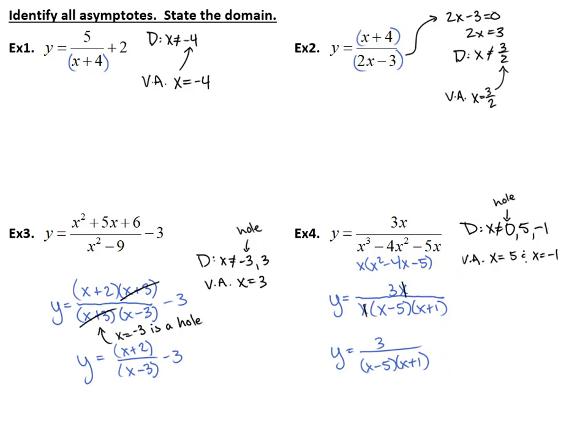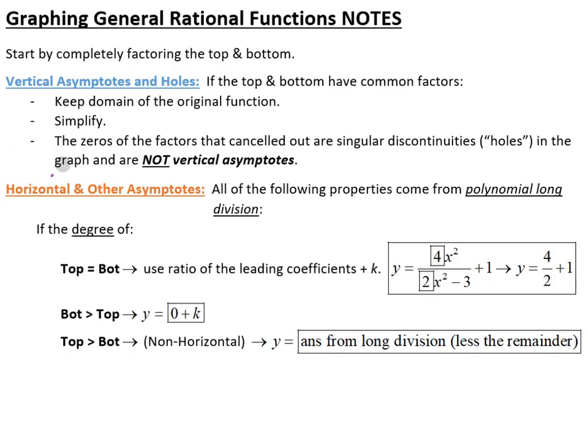So before we move on, let's go back and talk about the other possible asymptotes. Okay, so sometimes they are horizontal lines. More often than not, they will be for us. But there are other asymptotes, like slant asymptotes or other functions. So the horizontal or other asymptotes are a little more difficult to figure out.